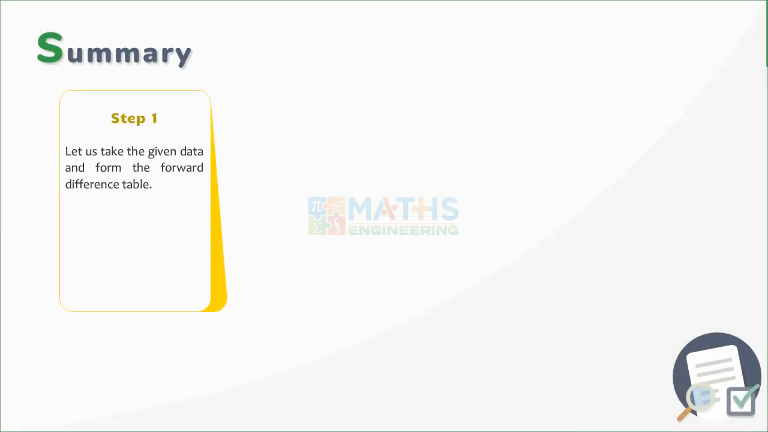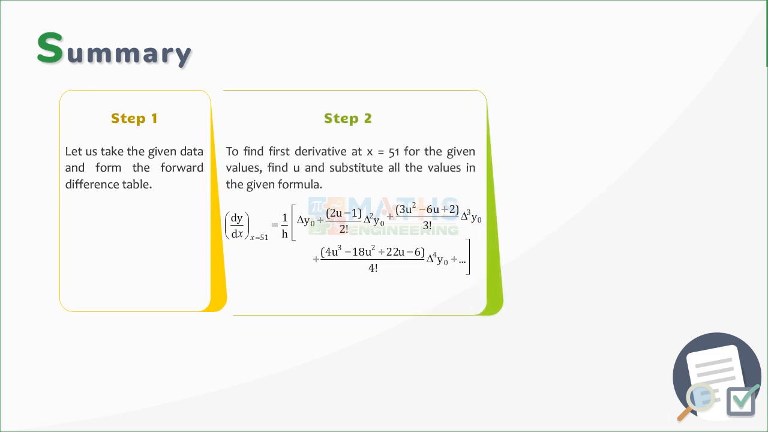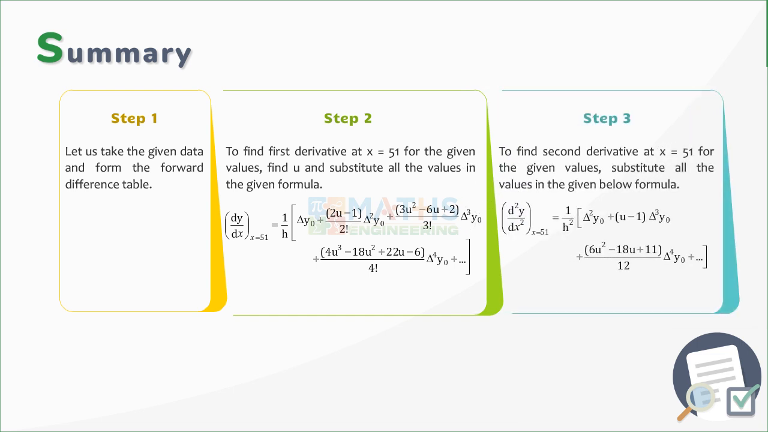Let us summarize. From the given data, we form the forward difference table. To find the first derivative at x is equal to 51 for the given value, find u and substitute all the values in the given formula. To find the second derivative at x is equal to 51, we substitute all the values in the formula of second derivative. Simplify the expressions, we get the required solutions.